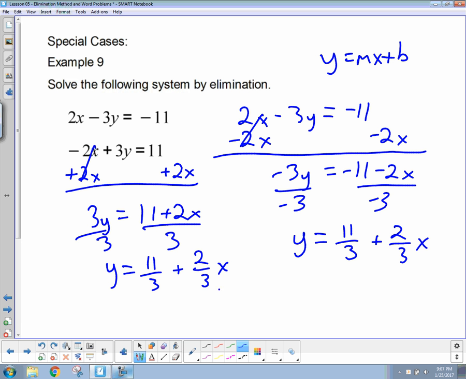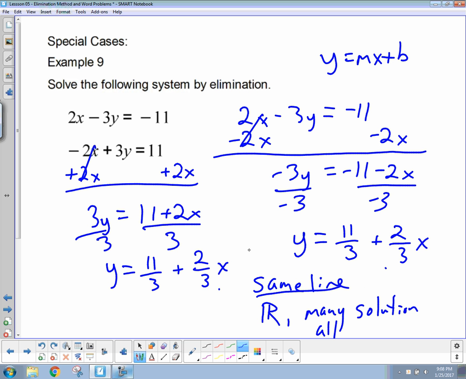So that means all real numbers are going to work. There are many solutions. Or all solutions. Either one's going to work. This is, again, it's the same line. They're laying on top of each other. Okay? So when they all cancel out, 0 equals 0, it's all real solutions.